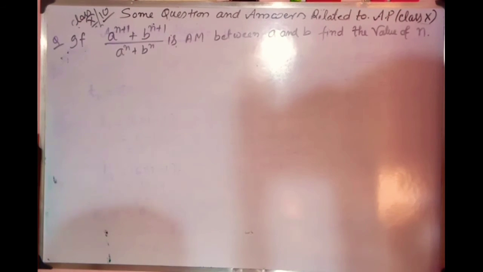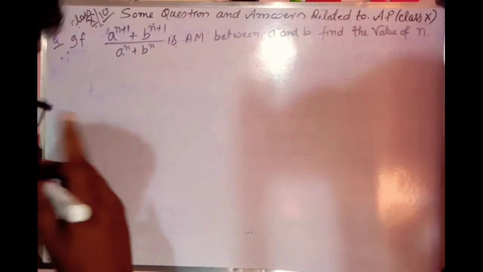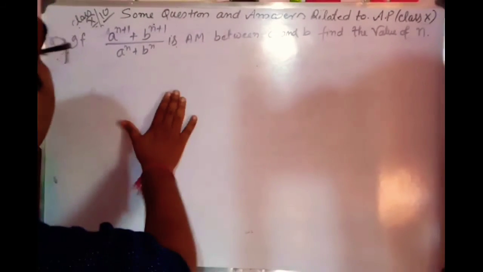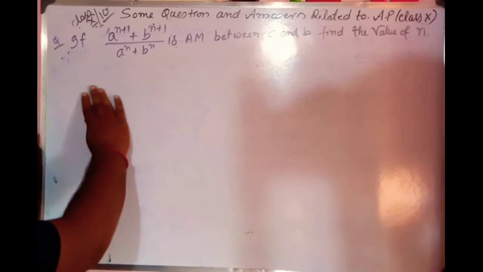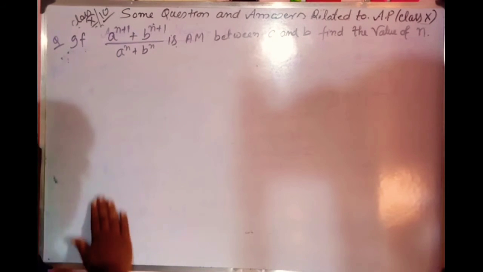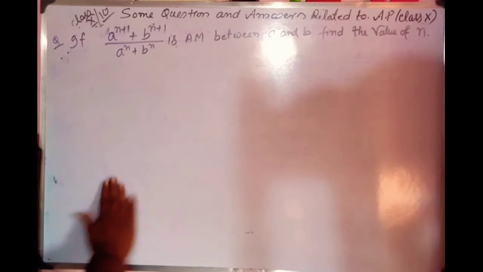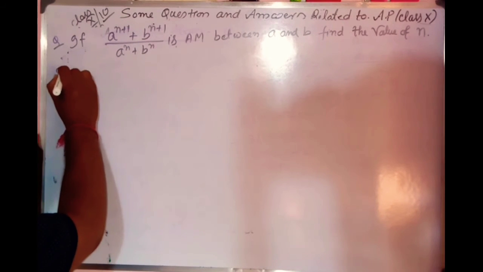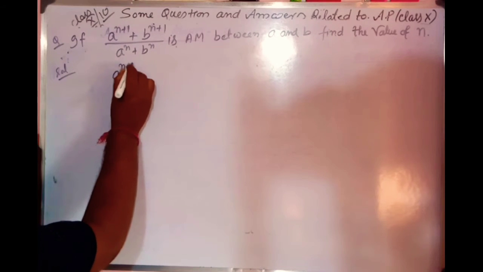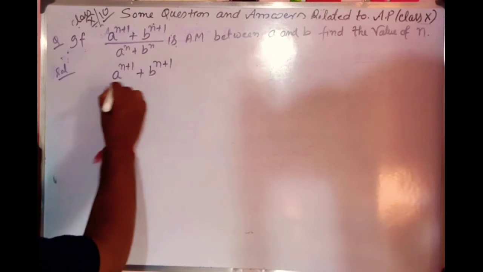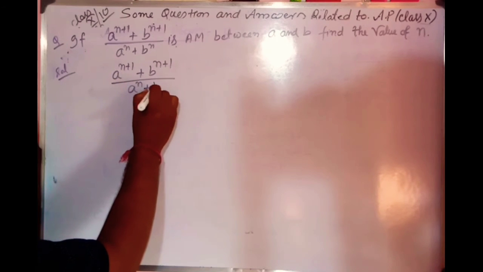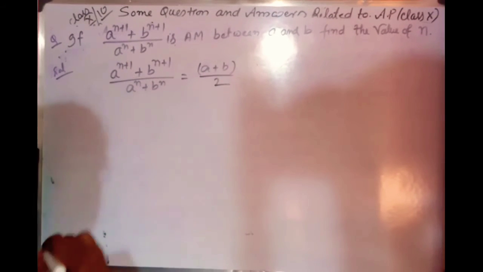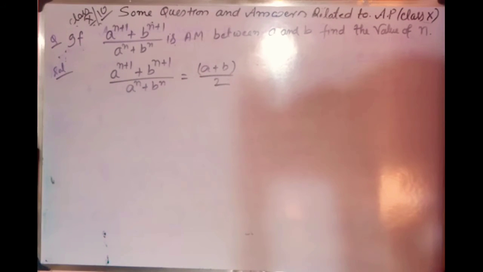Here comes the question. If (a to the power n plus 1 plus b to the power n plus 1) by (a to the power n plus b to the power n) is the arithmetic mean between a and b, then find the value of n. So here comes the solution: (a^(n+1) + b^(n+1)) / (a^n + b^n) equals (a + b) by 2. Hope you are able to understand it.